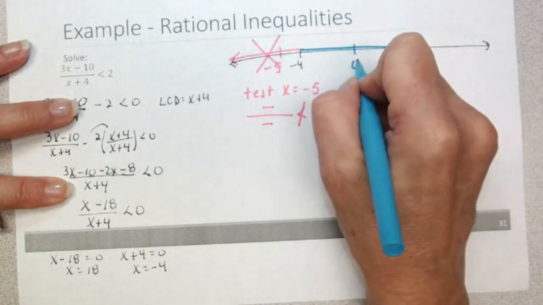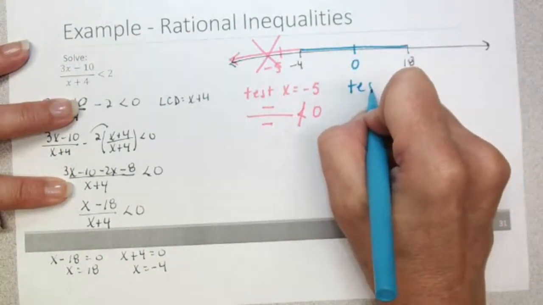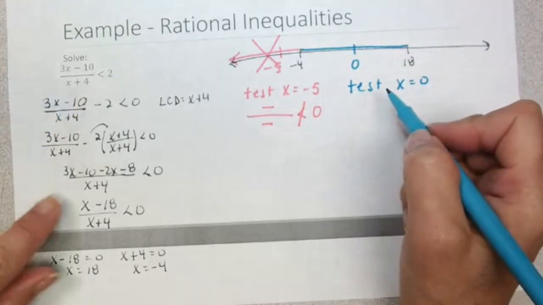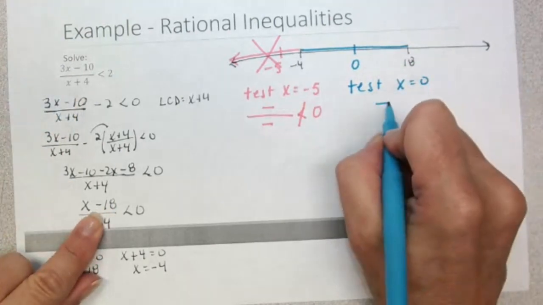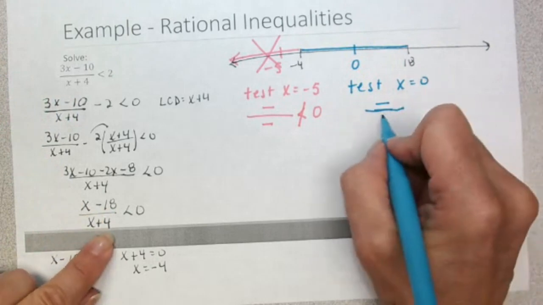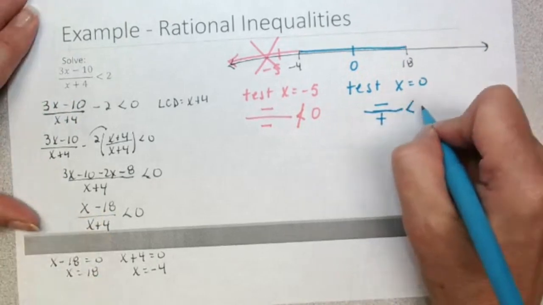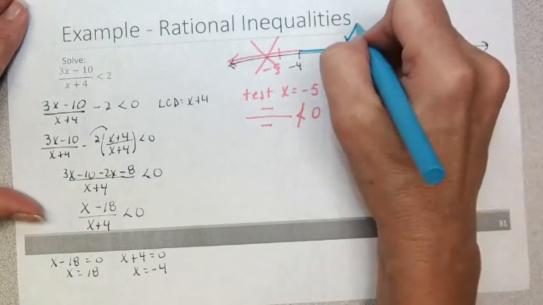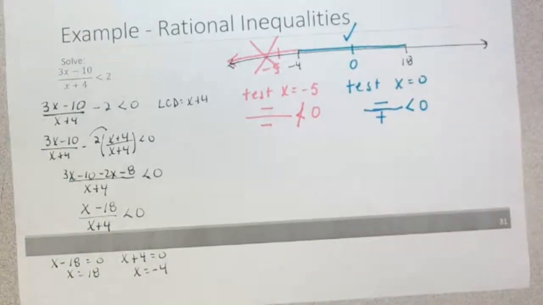Okay, let's test the next interval, between negative 4 and 18. 0 is in there, so that's a good test value. It's always easy. If we test x equals 0, our numerator is going to be negative 18, so that's a negative divided by our denominator, 0 plus 4, which is positive. A negative over a positive is going to be a negative. It is less than 0, so that's an interval that satisfies our inequality.